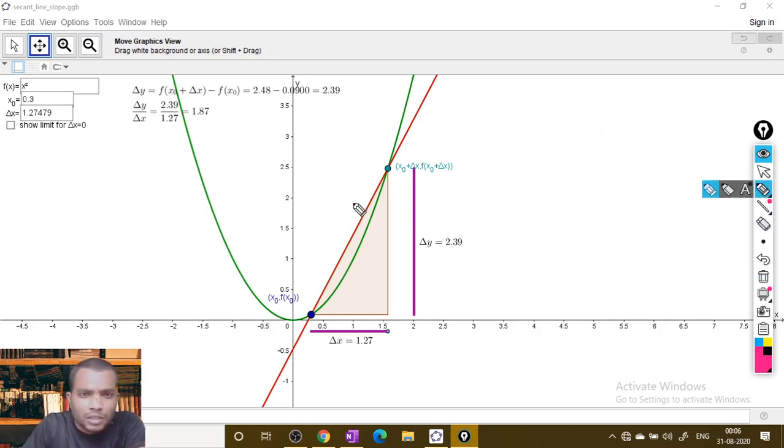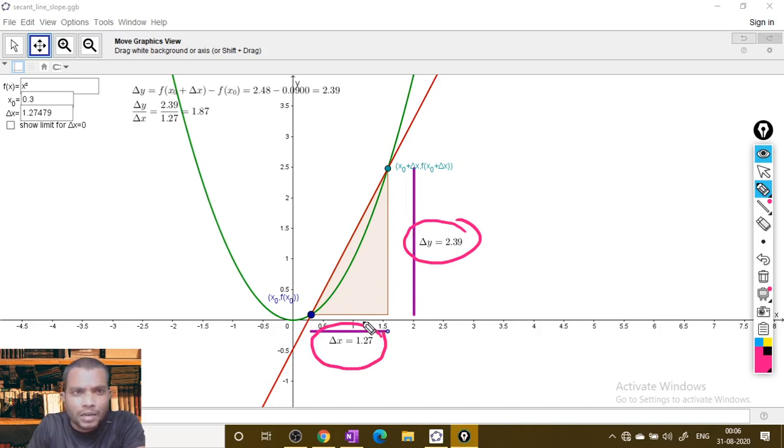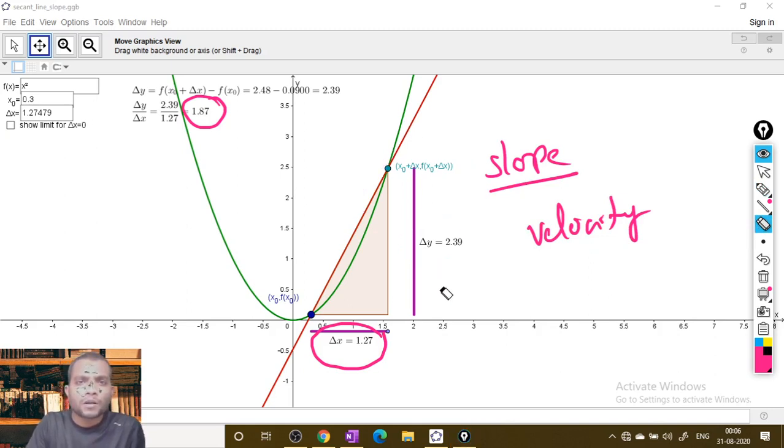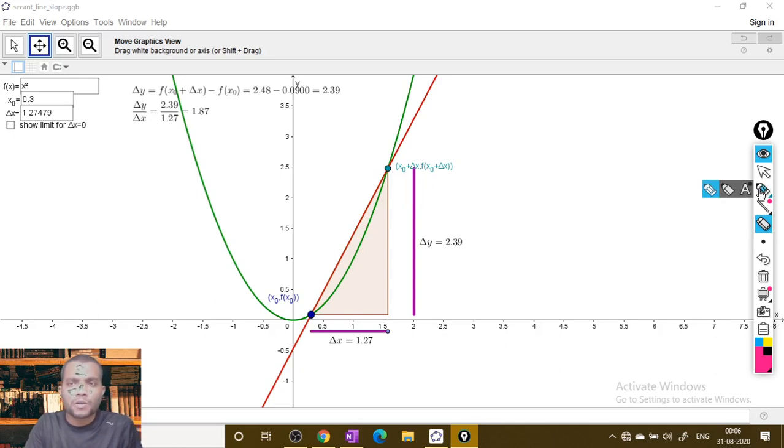Suppose I want to find out the slope. The slope of a given curve gives the velocity. So here the difference in the y component upon the difference in the x component, delta y upon delta x, I can get the slope 1.87. Here the slope means velocity to me, because the slope of a displacement time graph gives velocity.